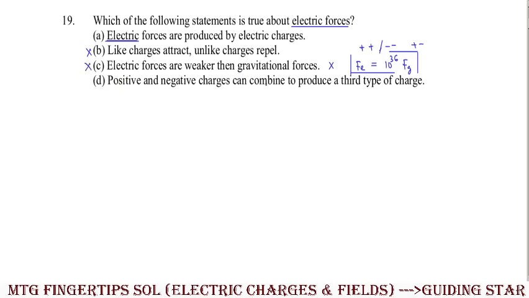Positive and negative charges can combine to produce a third type of charge. That means if you take two positive charges and combine them with a negative charge, that might give some other kind of charge. That will be a wrong statement, because there are only two kinds of charges, one positive and the other negative. So finally, option A says electric forces are produced by electric charges. That is a correct statement. Why? Because electrostatic or electric forces exist between charges, so these charges generate or produce this kind of electrostatic force. So option A will be the correct one.